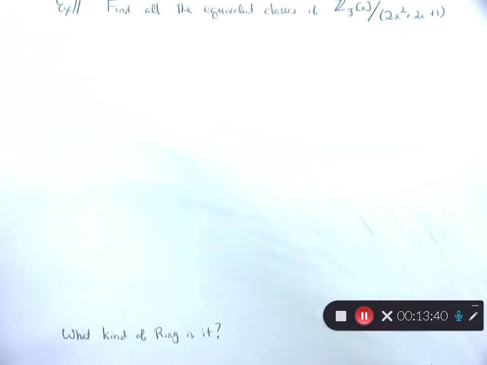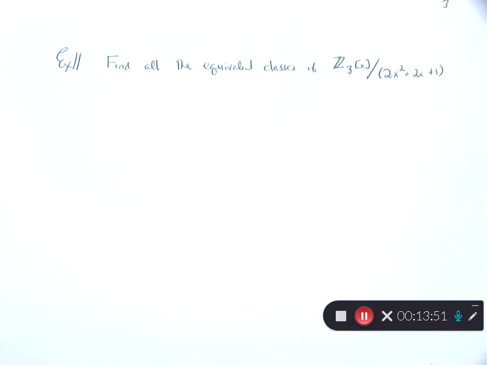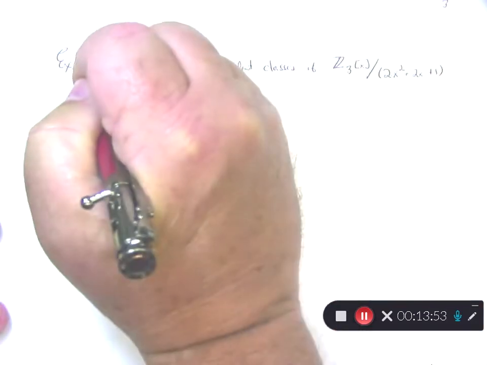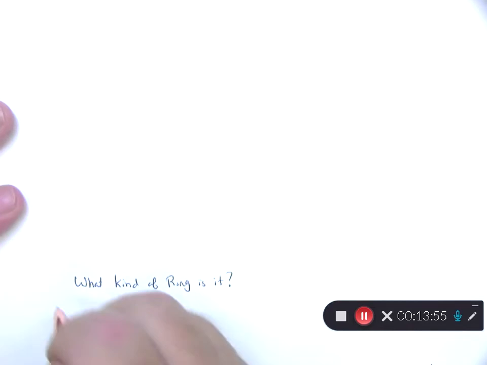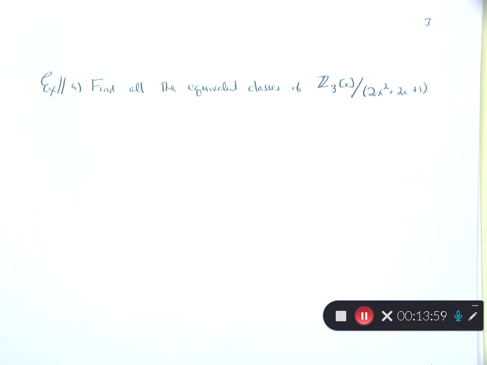So how would we actually word that on a particular problem? Here is a problem for you guys, just to give you a hint of what kind of questions I can give you. It's a two-parter, so I'll call this part A, and part B is down there if you look way down deep, but we'll get to that in a second. Part A says this: find all the equivalence classes of Z3 adjoint x modded out by 2x squared plus 2x plus 1.